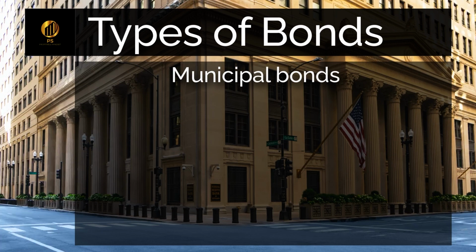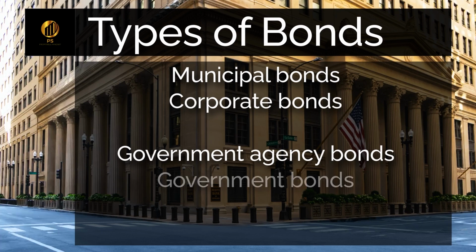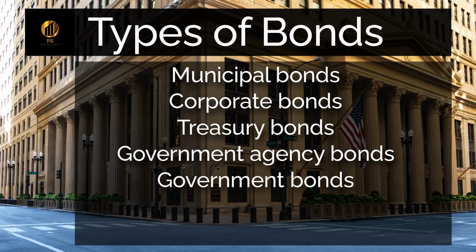Municipal bonds are issued by local governments to finance infrastructure projects, such as schools and roads. Corporate bonds are issued by companies to raise capital for business operations. Treasury bonds are issued by the federal government and are backed by the full faith and credit of the United States. Government agency bonds are issued by government-sponsored entities, such as the Federal National Mortgage Association, Fannie Mae, and the Federal Home Loan Mortgage Corporation, Freddie Mac.